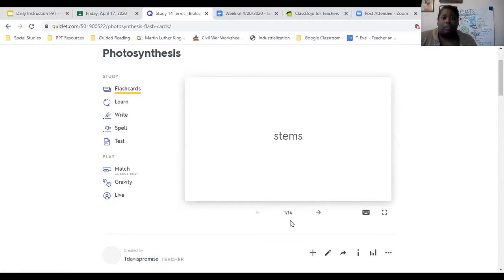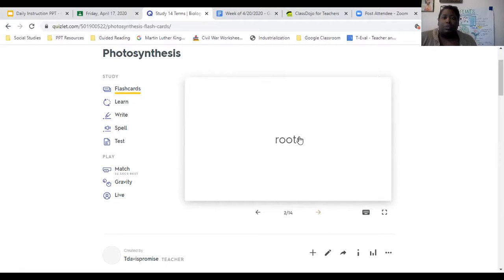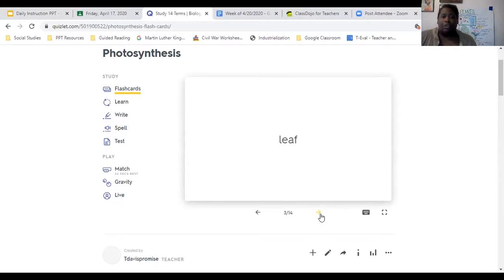All right, so our first word is stems. My turn, stems, your turn. And the stem provides support and it brings the plant closer to the light. Our next word is roots. This is the part of the plant where the water and minerals enter the plant through the soil. Our next word is leaf.